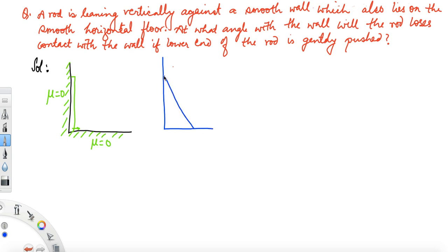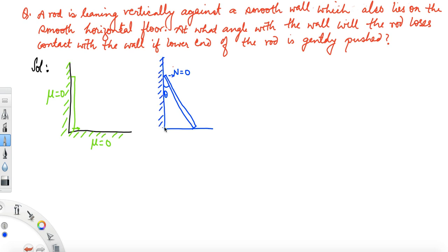So let's say at some angle the rod is losing contact with the wall. Let's say this angle is theta, theta we have to find, and here the normal reaction force is going to be 0. This normal with the wall is going to be 0, which we have to find, right? So let's see how we are going to do it.